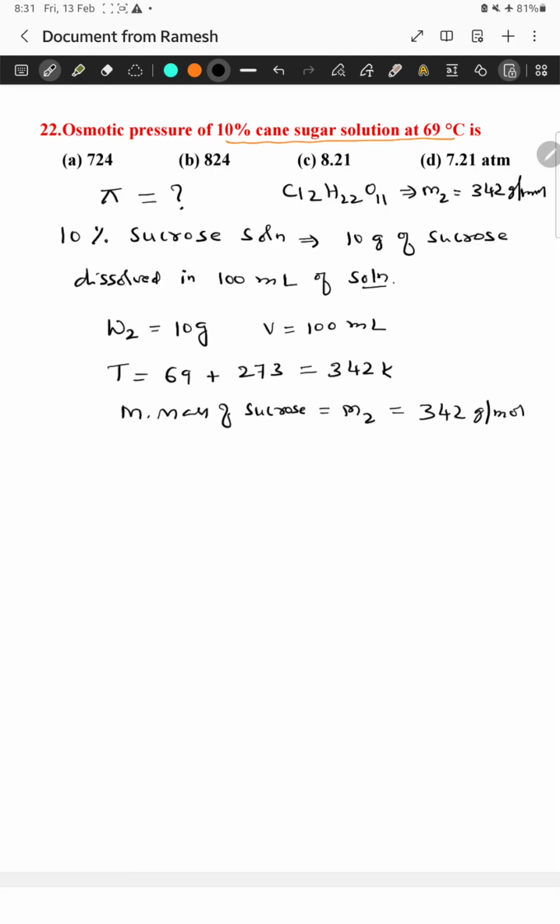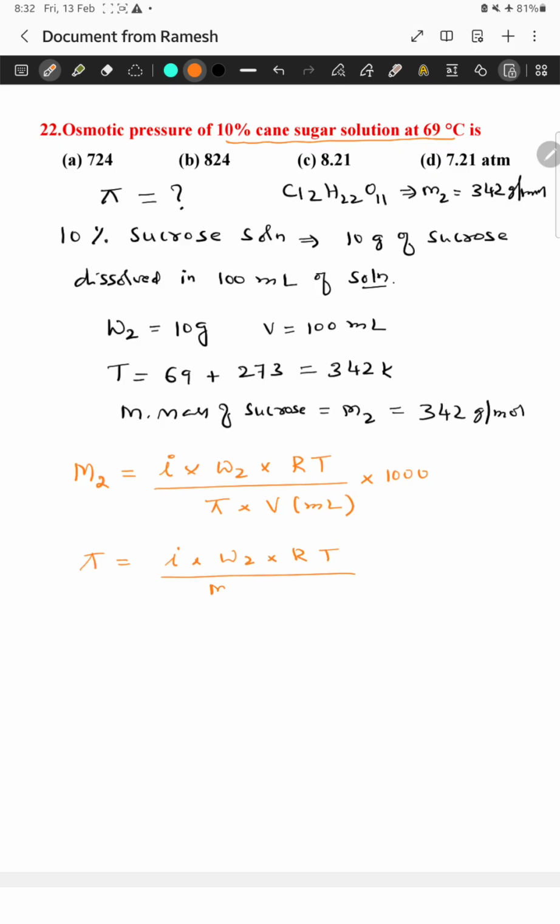Next, after knowing all these things, you substitute in the formula. You know the formula in the osmotic pressure concept. We use this formula: M2, the molar mass of solute, is equal to Van't Hoff factor into W02 RT divided by pi into volume of solution in ml. If the volume of solution is in ml, then you have to multiply with 1000 in the numerator. Now we want pi, the osmotic pressure, so you rearrange the equation and you will get pi equals i into W02 into RT divided by M2 into V into 1000.